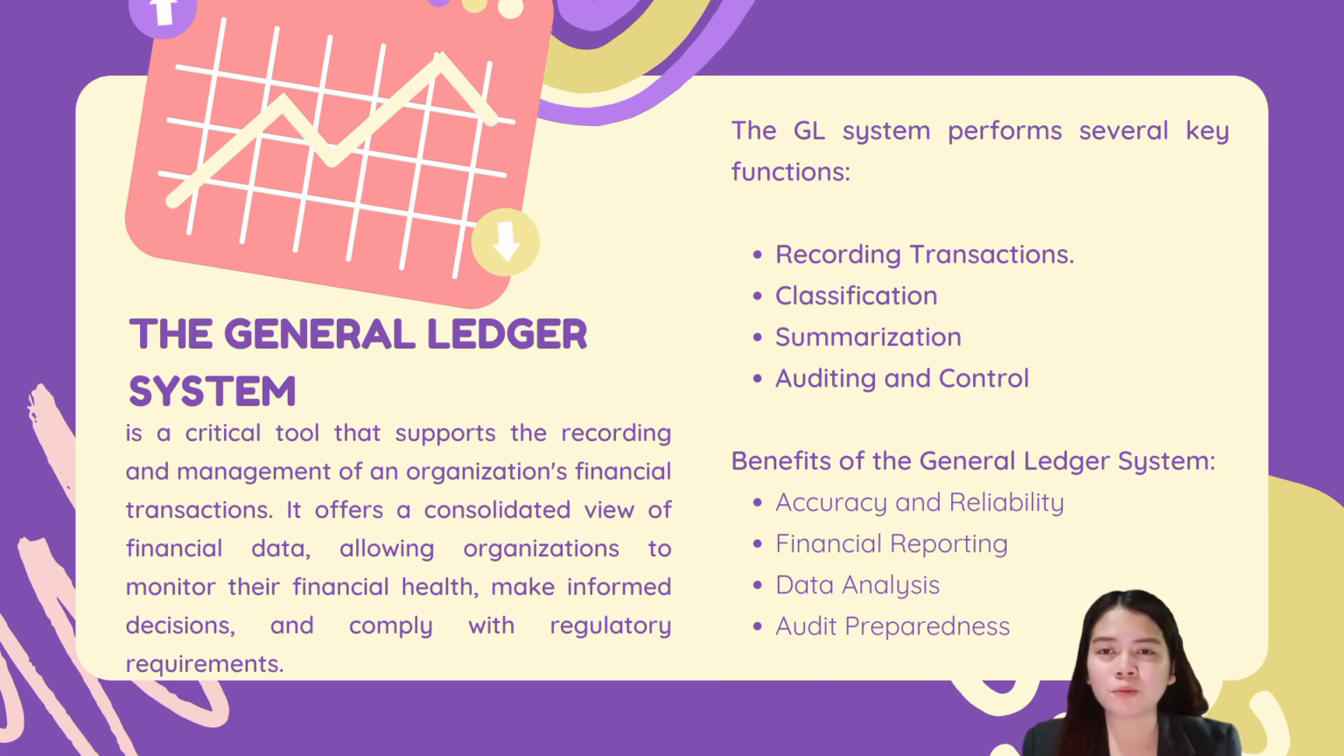Next is financial reporting. The GL system provides the foundation for generating essential financial statements required for decision making, investor relations, and compliance. Third is data analysis. Organizations can analyze financial data to identify trends, patterns, and areas for improvement. Fourth is audit preparedness. A well-maintained GL system simplifies auditing processes and helps organizations meet regulatory requirements.